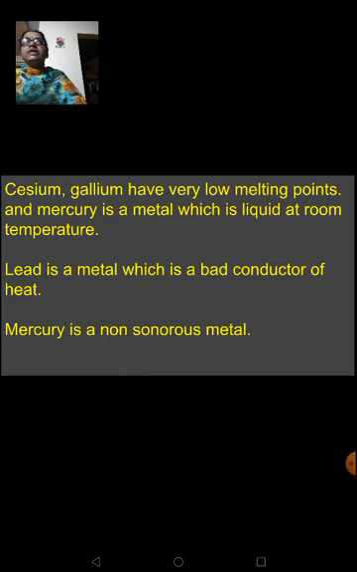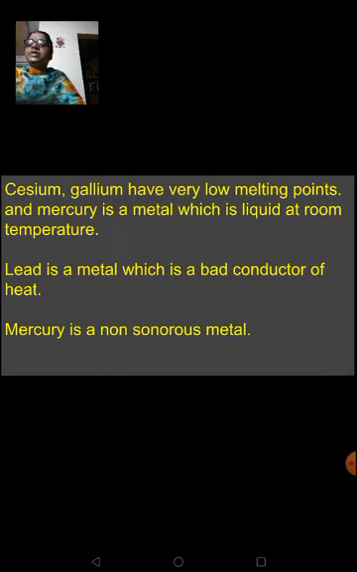Cesium and gallium have very low melting points, because even when you keep them on your palm, they begin to melt. And mercury is a metal which is liquid at room temperature. That is why we say that it does not possess the property of malleability, ductility and all. Okay, next. Lead is a metal which is a bad conductor of heat. I told you just now, earlier people used to use utensils made of lead for cooking. But this lead is non-lustrous in nature. It does not have a shiny surface.